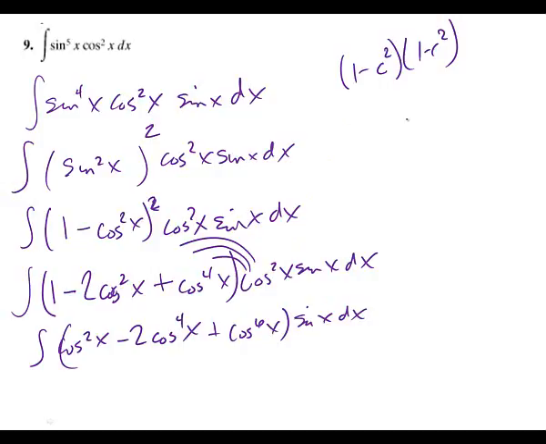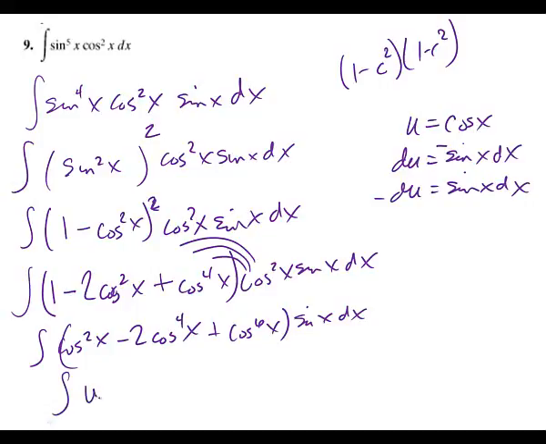Alright, what do you think I should do from here? U sub would be good. What would your u be? Cosine x, good. So du equals just sine? Negative sine, so we got to bring the negative over. So negative du equals sine x dx.